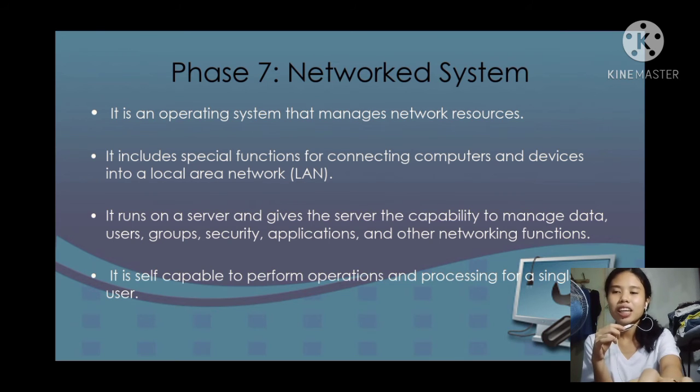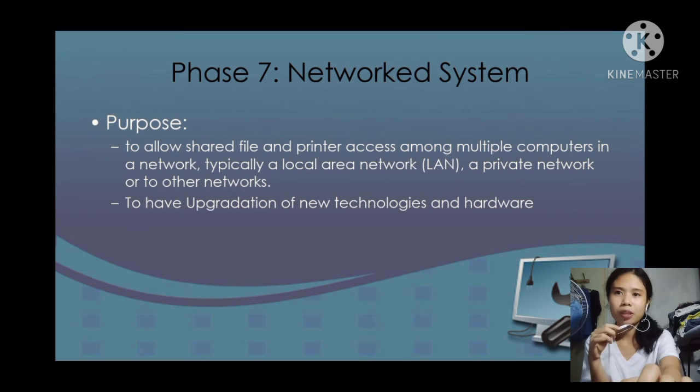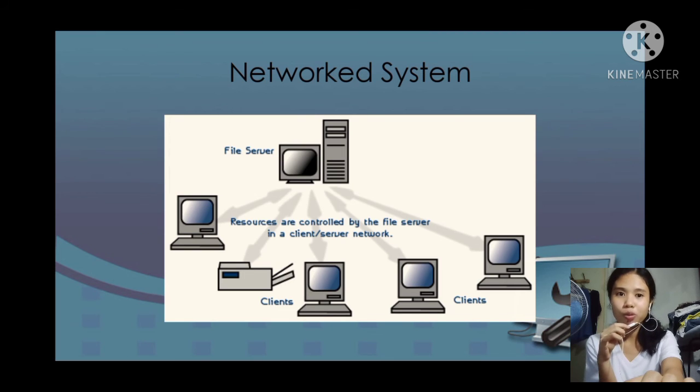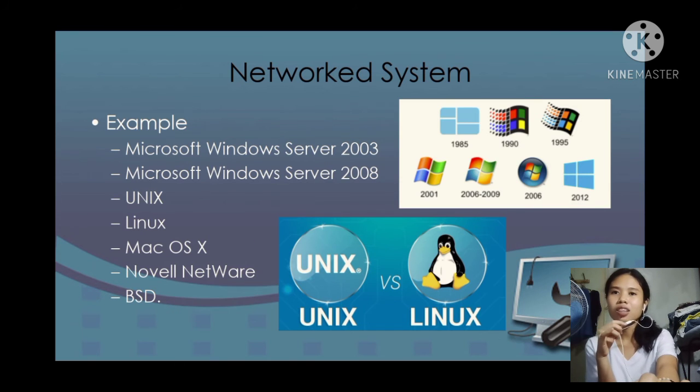So, the next one is the purpose: to allow shared file and printer access among multiple computers in a network, typically a local area network, a private network, or to another networks, and to have upgradation of new technologies and hardware. The problem here is the high cost of buying and running a server, and regular maintenance and updates are required. So, kailangan siyang i-update, kunyari monthly, ganon. So, ito yung network system. Ganito yung itsura niya kung paano nangyayari. And example niya is the Microsoft Windows Server 2003, 2008, 2012, Unix, Linux, Mac OS, Novell NetWare, and the BSD.